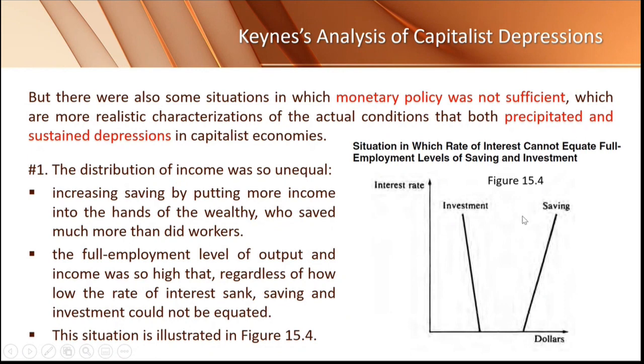sustained deflation. Okay. The first one: the distribution of income was so unequal. That's why income equality is one of the main topics, one of the main goals of the Sustainable Development Goals, and also one of the main policy agendas of every country. Right? If the income is so unequal, increasing saving by putting more income into the hands of the wealthy, who save much more than the workers do, is no use, because the wealthy will save more, right? Inject income. The full employment level of output and income was so high that regardless of how low the interest rate sank, saving and investment would not equal.